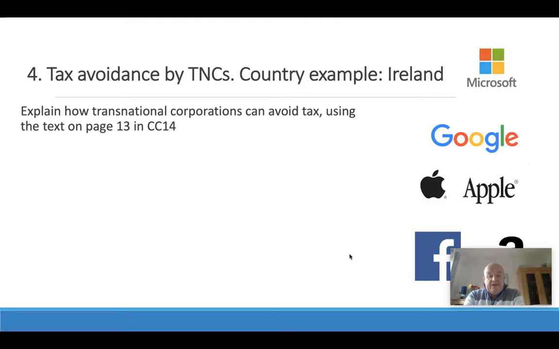And now, the classic example, and some of you may be familiar, I think we might even have talked about it previously, is Ireland, where they have a particularly favourable tax regime and have used that effectively to target lots of big transnational corporations who are looking to avoid tax where they can.